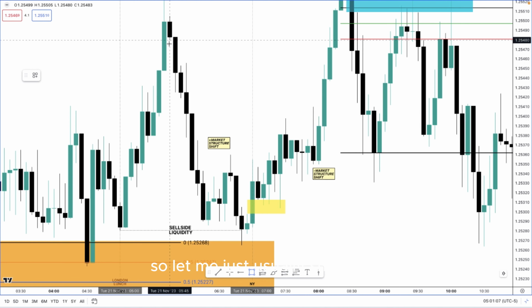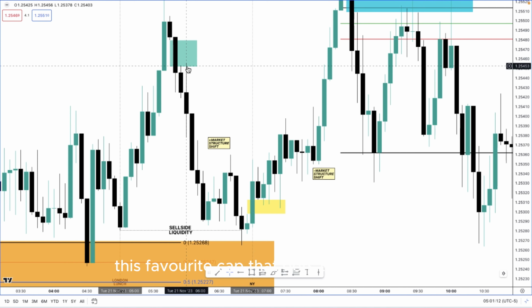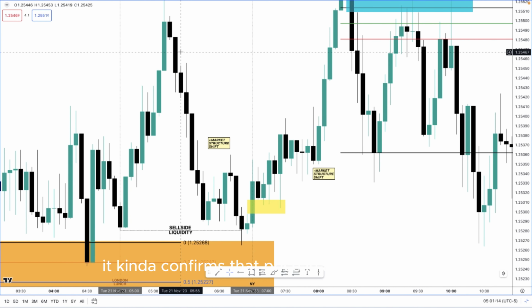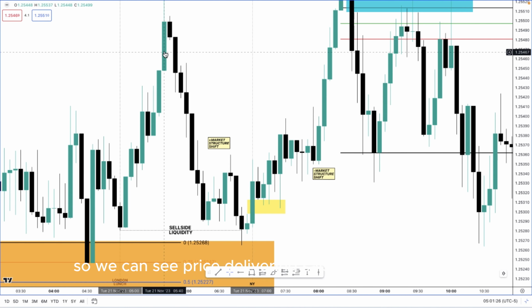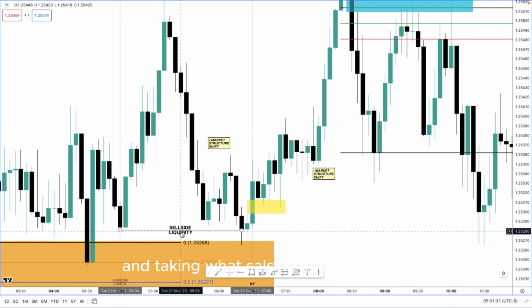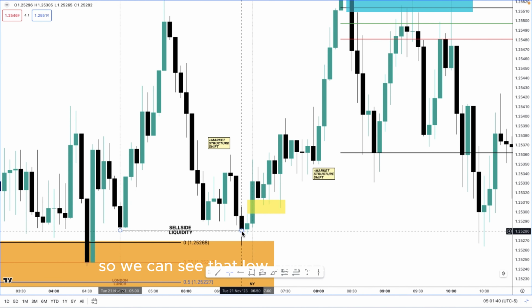So let me just visually show you this fair value gap that gets traded to. It kind of confirms that price is in a sell program. It's delivering sell side price delivery, meaning it's delivering lower prices. It's going down. So we can see price delivering sell side price delivery and taking sell side liquidity below the swing low formed right at the London lunch. So we can see that low being taken out there.